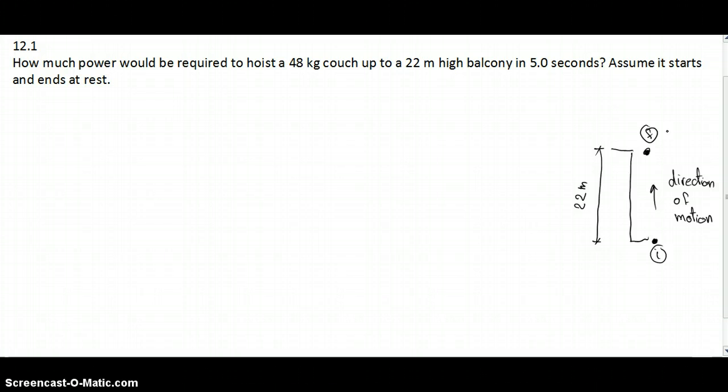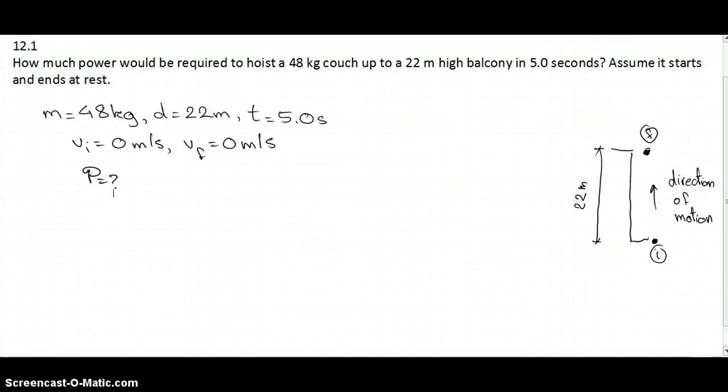Let's write what we know. We know the mass of the couch, we know the distance covered, and the time. They said that we should assume that the initial velocity and the final velocity is zero. But of course, something happens in between. There is a velocity in between. It only starts from zero, moves, so has certain velocity, then reaches up the final point, and stops again. Anyway, so the question is to find the power.